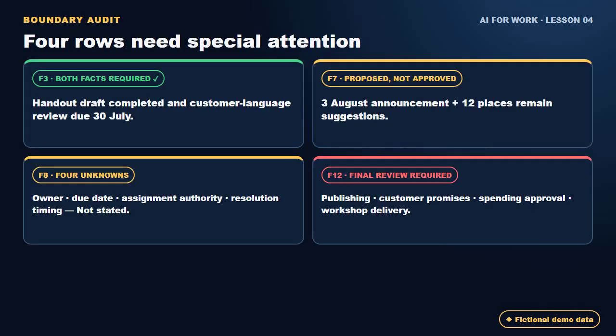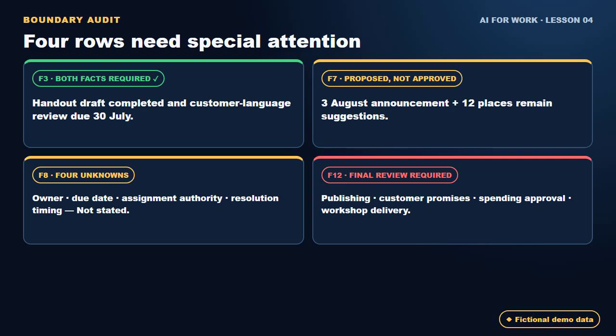Several boundaries need special attention. F3 must include both parts of N3. Jordan completed the first handout draft, and the customer language review is still due on July 30. F7 is only Sam's proposal to announce on August 3 with 12 places. It is not approved. F8 says the emergency contact checklist owner and due date are not stated. The notes also do not say who may assign it or when it will be resolved. Leave all 4 points unresolved.